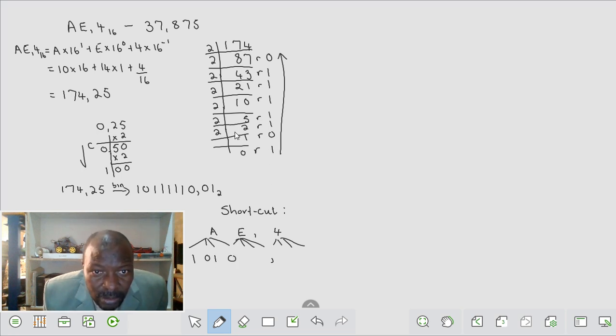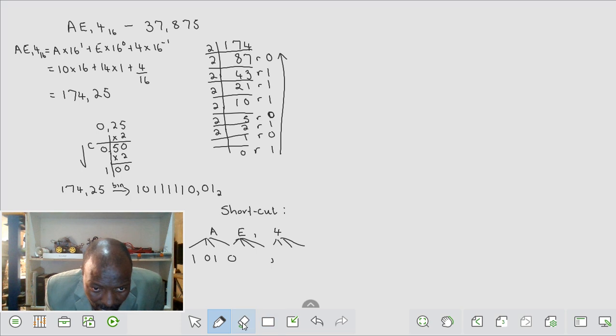We did something wrong here. Okay, let's double check. Dividing by 2: 8 is 7 remainder 0, that's 4, 3 remainder 1, that's 2, 1 remainder 1. Oh, 5 remainder 0. Okay, 5 remainder 0. All right, so that was the mistake there. So 1 0 1 0.